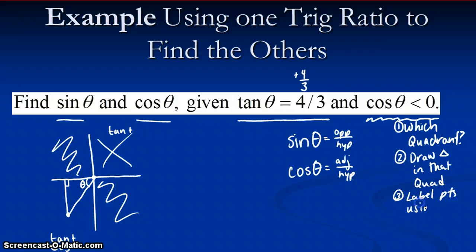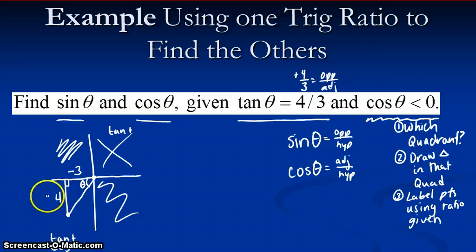Now, once you have your triangle, label the parts using the trig ratio given. They said that the tangent of theta is 4/3. We know tangent is opposite over adjacent. So we're going to say that the opposite side is 4, the adjacent side is 3. Now, once I have the sides labeled, I go back and figure out my positives and negatives. Since I'm going this direction, that's a -3, and I'm going down, so it's a -4.